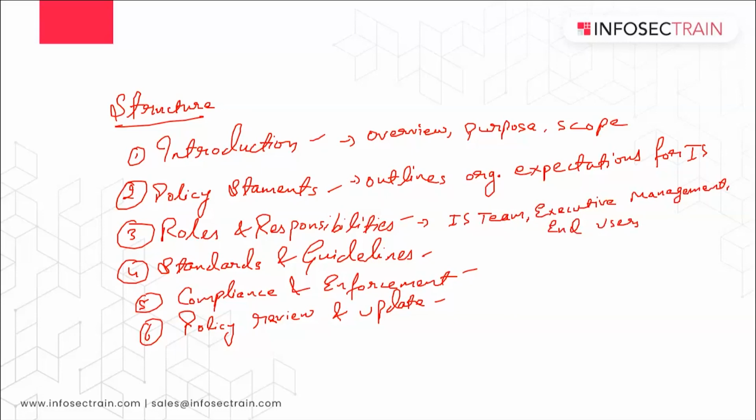So standards and guidelines provide specific instructions for implementing the security policy. It will include the technical standards for network security, password policy, and encryption requirements. It will tell you what all things need to be there. How you're going to put it up, that's another part of the story. What security controls you are putting, that's your call. But the security policy says that there should be a password policy, and these things should be there.